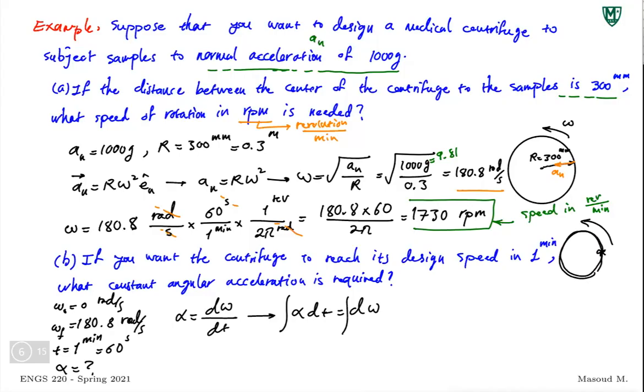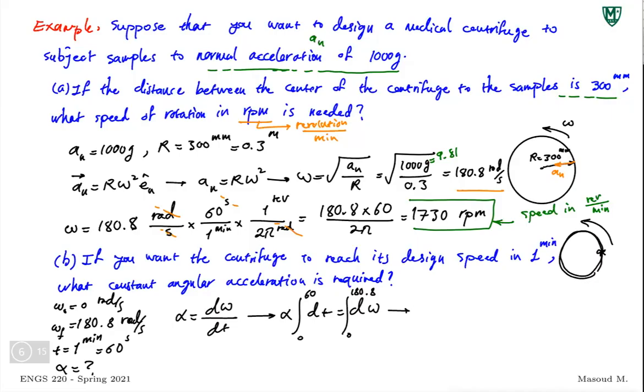Omega is changing from 0 to 180.8. Alpha is constant, so you can take it out of the integral. Now t is changing from 0 to, yes, 0 to 60 seconds. I got lost for a second. So you can calculate alpha from here.